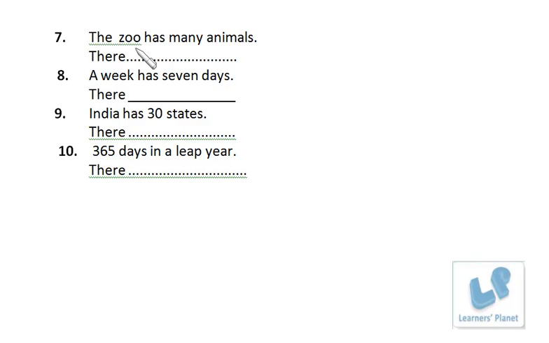इसी तरह से the zoo has many animals. There are many animals in the zoo. A week has 7 days. There are 7 days in a week. India has 30 states. There are 30 states in India. 365 days in a leap year. There are 365 days in a leap year. Okay, so I hope you are getting the things now. मेरे कहने का मतलब है, मुझे ऐसा उम्मीद है कि अब आप इन सब जो सेंटेंसेस की फ्रेमिंग है अब आप इनको समझ रहे होंगे.